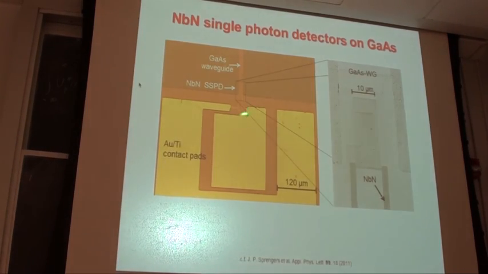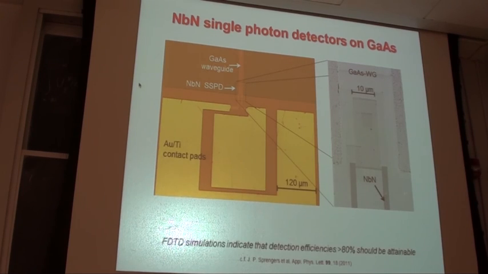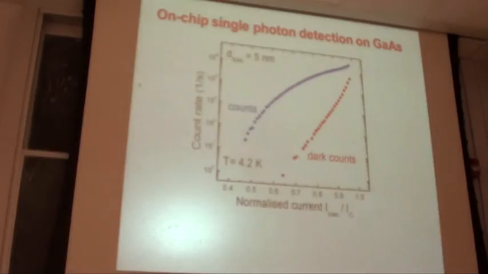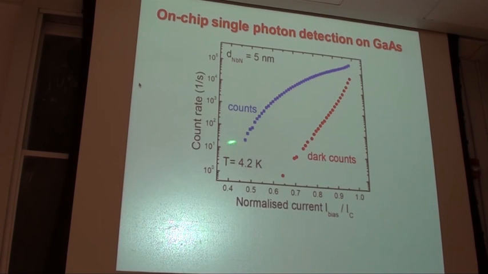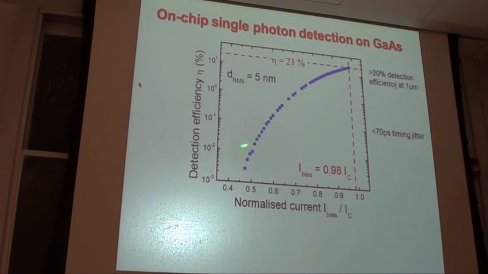There's an example of the first device we made in November last year. There's a waveguide. There's the end of the waveguide. If you zoom in here, you can see one of these meandering superconducting nanowires. And we've just finished characterizing this thing, and actually we've managed to obtain that you can get single photon detection on gallium arsenide. Maybe I cut to the chase. The detection efficiency is 21% for this first device we managed to make. So this is detecting photons at 1 micron in the waveguide with a 21% detection efficiency. So I'm very happy about that.